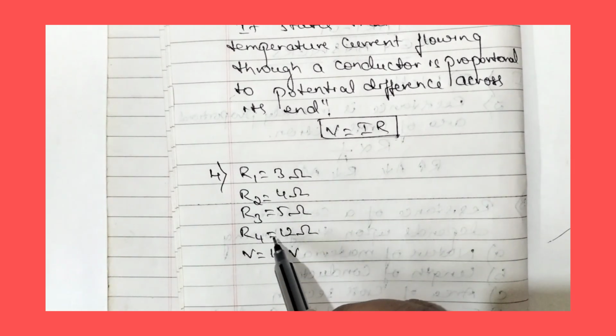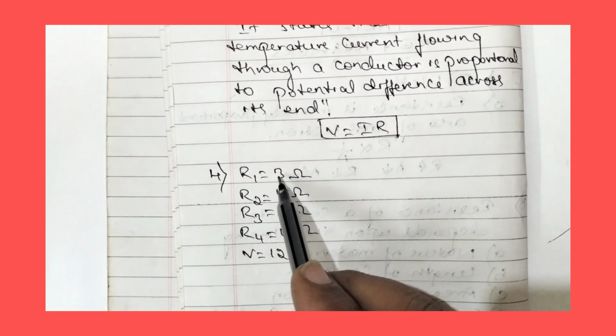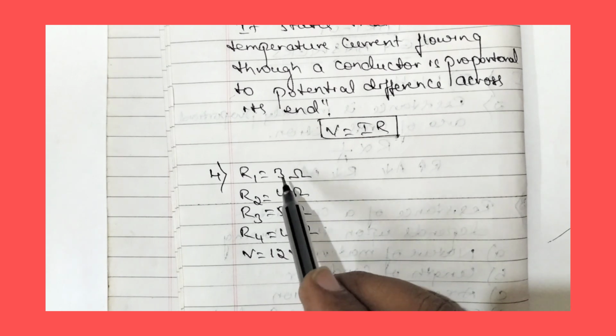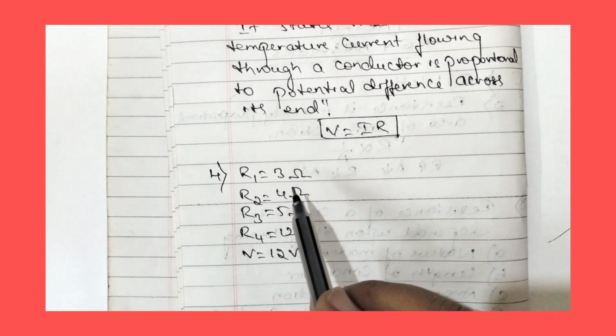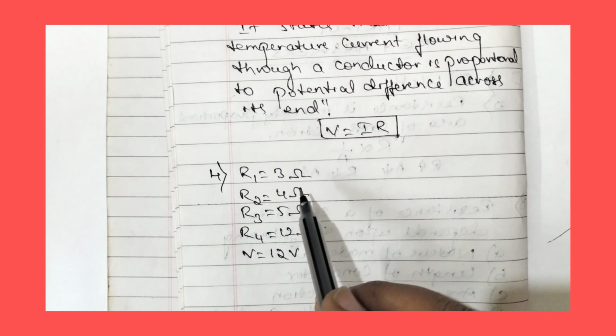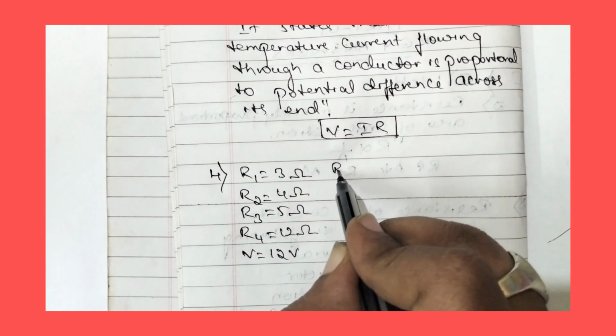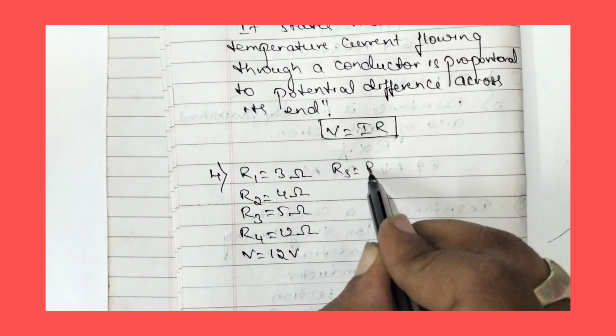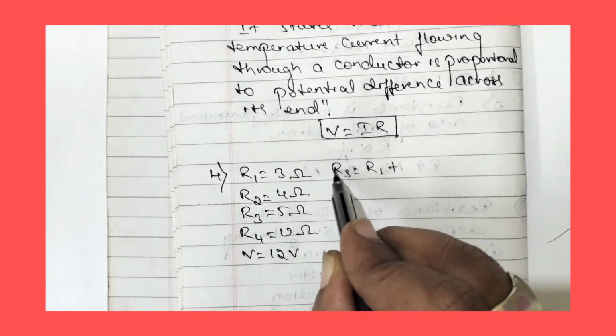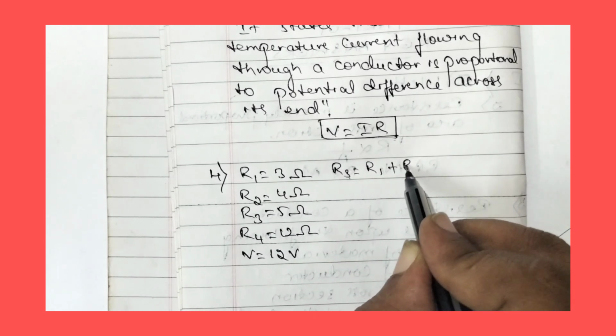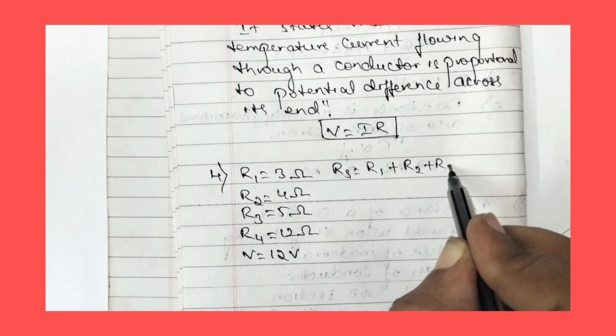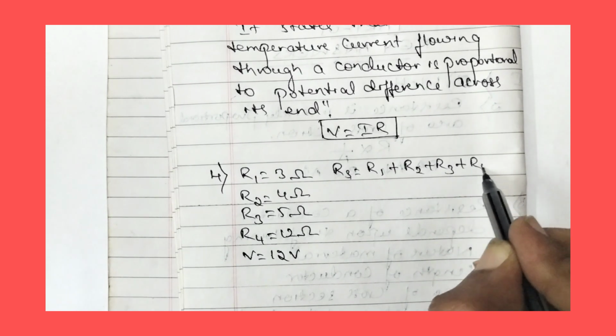Since all of them are connected in series, in each resistor the current will be the same, because in a series circuit the current flowing through each resistor is the same. So now let us find the total resistance. Rs, for resistors connected in series, is equal to R1 plus R2 plus R3 plus R4.